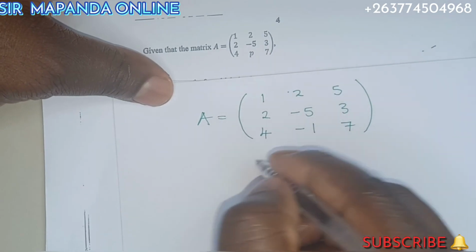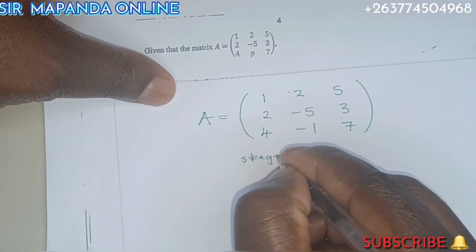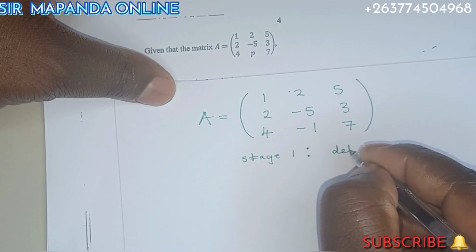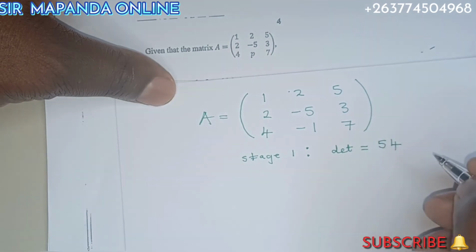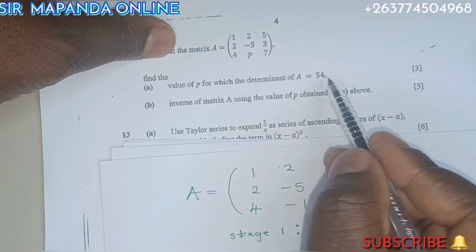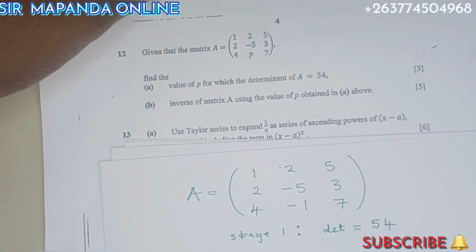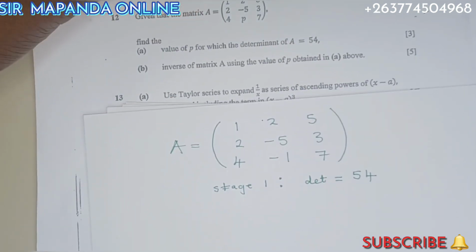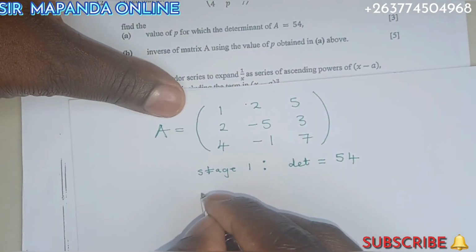Right, so stage 1, when finding the inverse of a 3 by 3 matrix, the first stage is to calculate the determinant, which in this case was calculated already. It is known to be 54. But if it was not known, the first thing to do is to calculate the determinant of the 3 by 3 matrix.